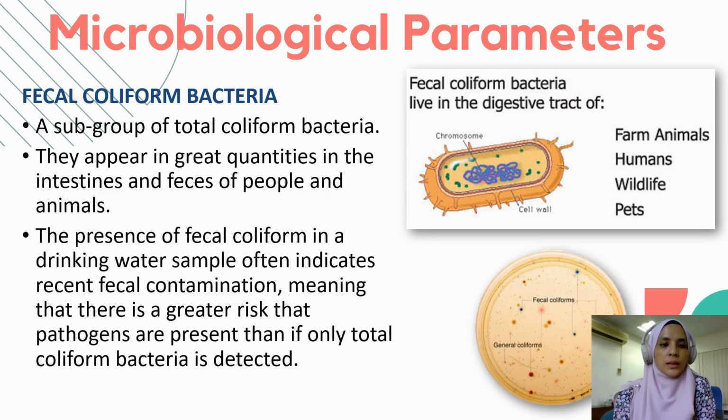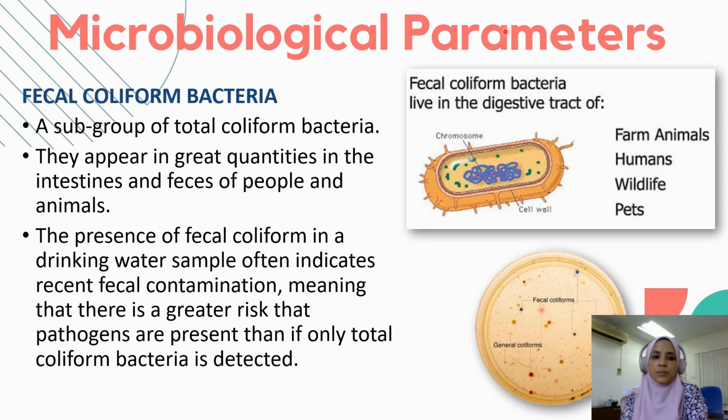Okay, so the second one is fecal coliform bacteria. Fecal coliform bacteria is a subgroup of total coliform bacteria that specifically originate from the intestines and feces of warm-blooded animals, including humans. Their presence in water is a strong indicator of recent fecal contamination, which can signal the presence of pathogenic microorganisms and a higher risk of waterborne diseases.